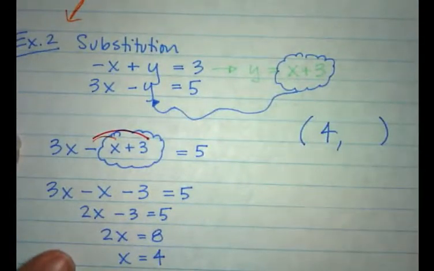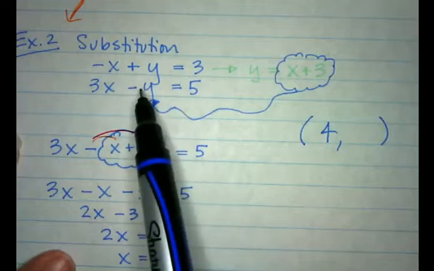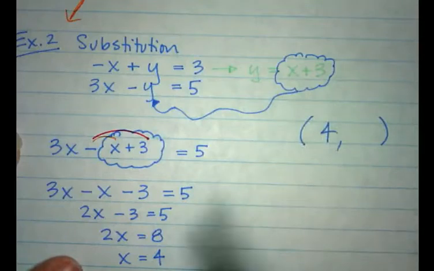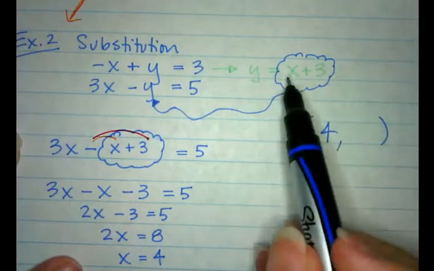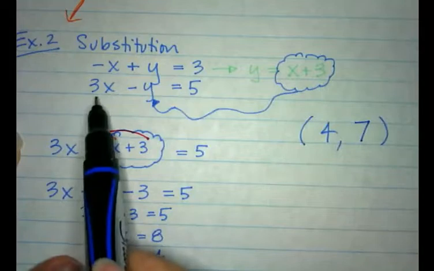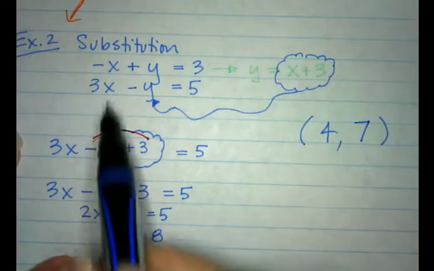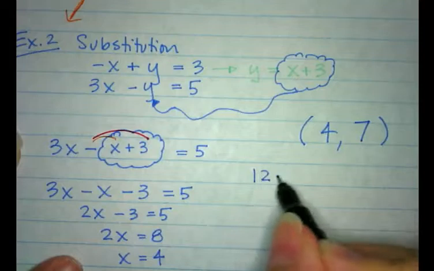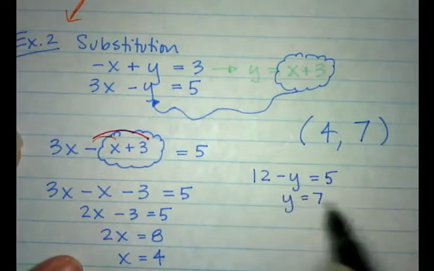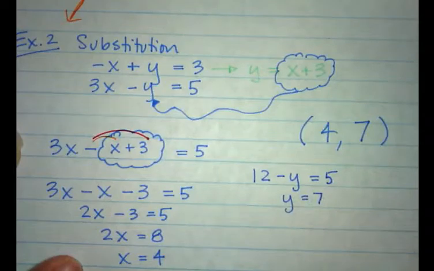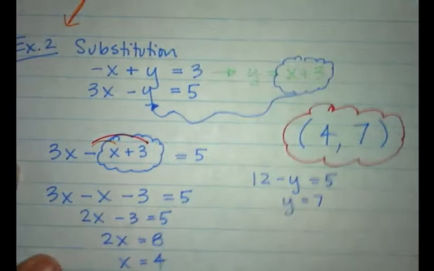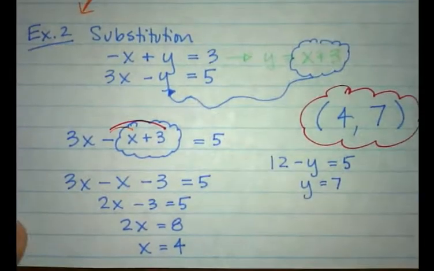So now, to figure out that something, I can go any spot up here and fill it in. So if I go, let's say right here, and fill in the 4 for x, 4 plus 3 would be 7. All right, you could also go over in this one and fill in the 4 for the x, and you would have 12 minus y equals 5, so y would have to be 7. You could do it that way as well. But in the end, this is the point where those two lines meet. But instead of graphing, we use substitution.